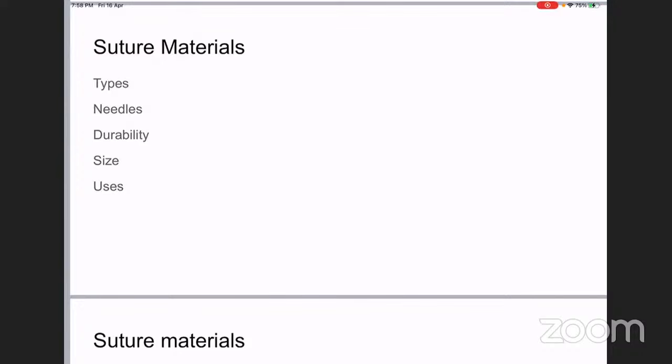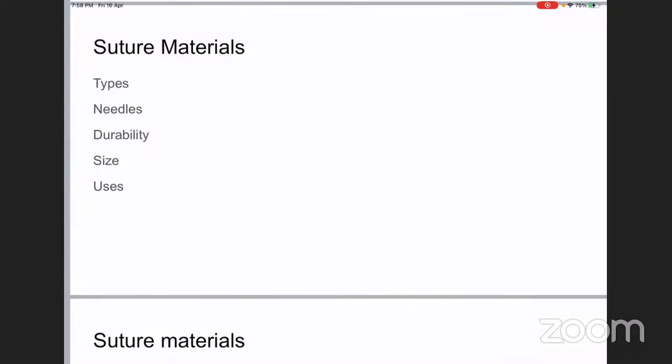Chromic catgut is where the catgut is plated by chromium. It will enhance the durability of the suture material and also enhances the glide of the suture material through tissue. Okay, so these are all examples of absorbable suture materials.